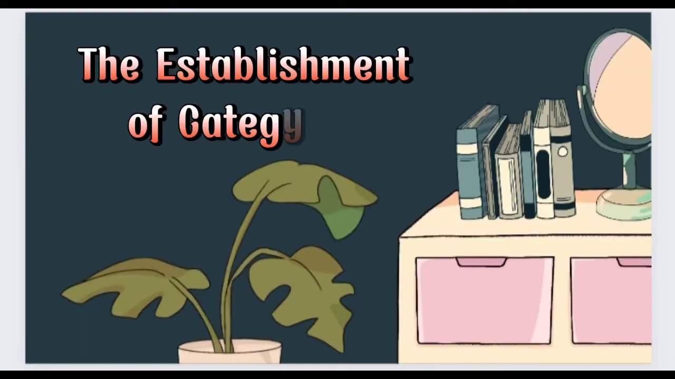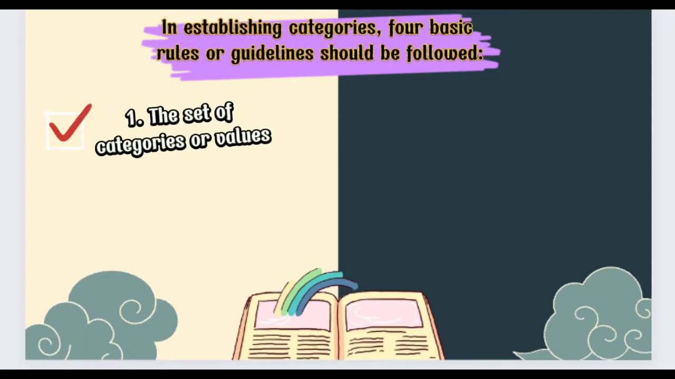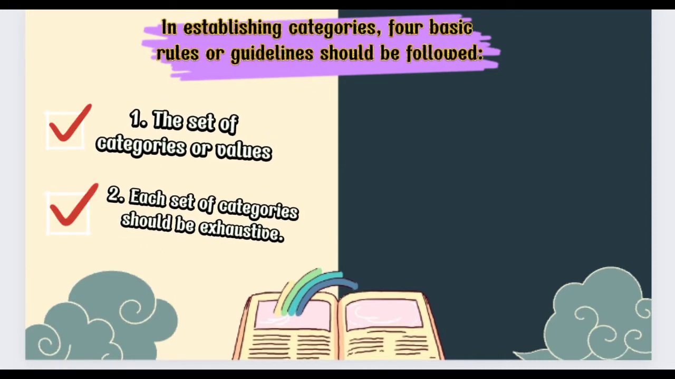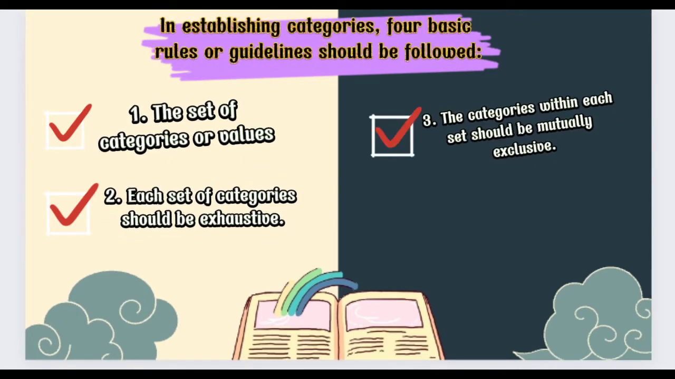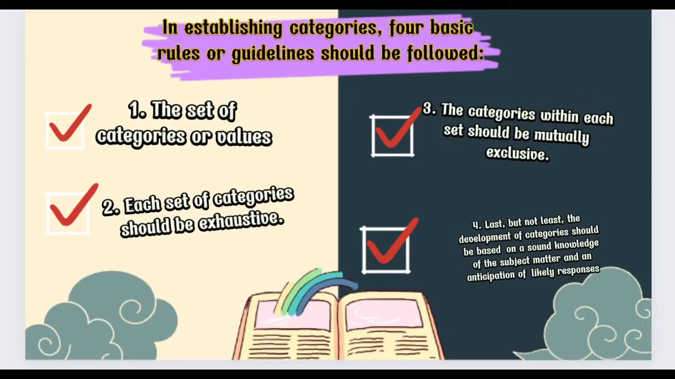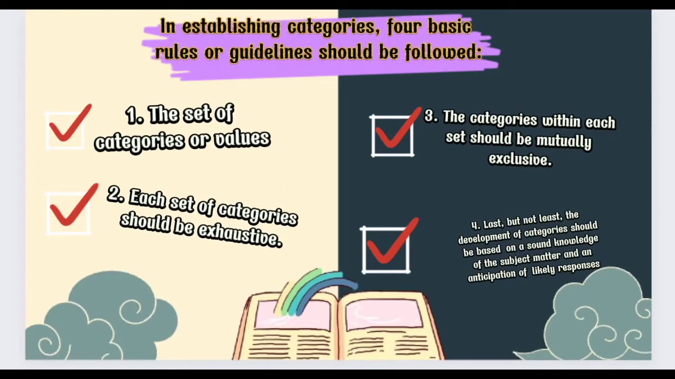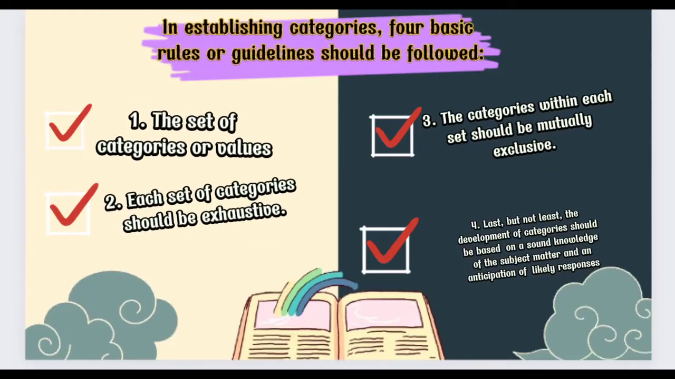The establishment of categories. In establishing categories, four basic rules or guidelines should be followed. 1. The set of categories or values. 2. Each set of categories should be exhaustive. 3. The categories within each set should be mutually exclusive. 4. Last, but not least, the development of categories should be based on a sound knowledge of the subject matter and an anticipation of likely responses.